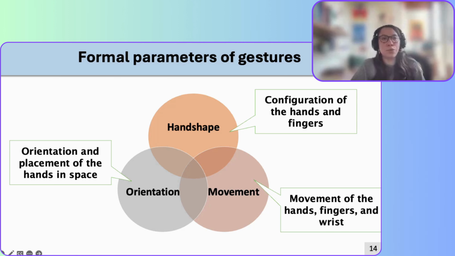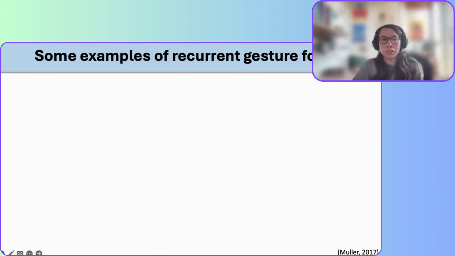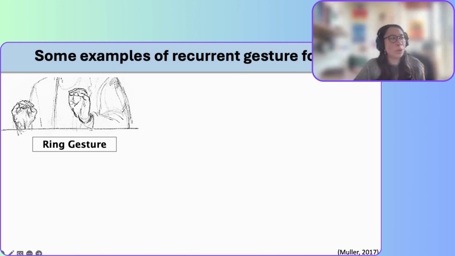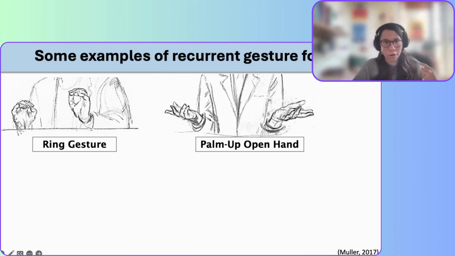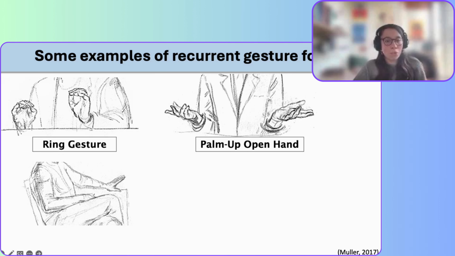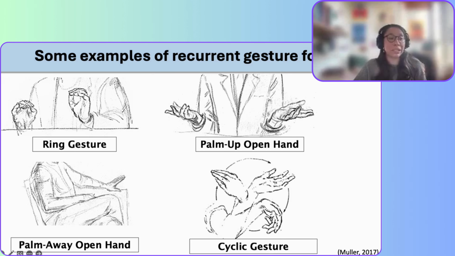And so based on these different formal parameters, some scholars have identified recurrent gesture forms. So this is known as the ring gesture, which can be produced with two hands or one hand. This is also a very famous gesture, the palm up open hand, with one palm or two palms extended, usually accompanied by a shoulder shrug. And then this is also called the palm away open hand, or the cyclic gesture that we saw before. And so these are some ways you can analyze gestures based on their forms, and you can also map some sort of relationship between form and function.